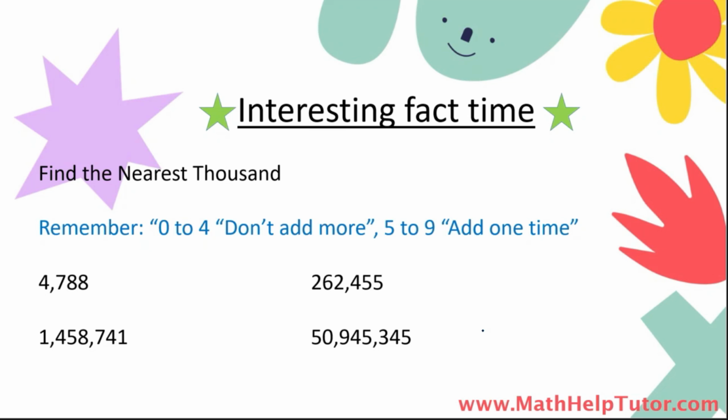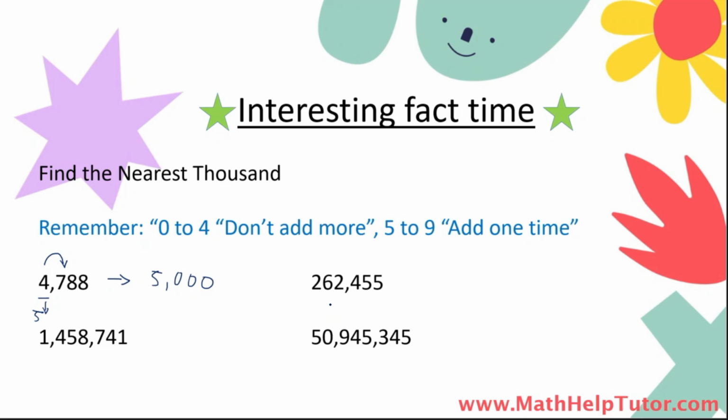Let's consider our first number, 4,788. So we're looking for the nearest thousand. That means this digit in the thousands place. So what we do is we look at the digit to its right, which is 7. And then we look at this rhyme. 0 to 4, don't add more. 5 to 9, add one time. So since 7 is between 5 to 9, what we do is we add one time to the place that we are rounding. So 4 becomes 5. So now we know that the nearest thousand to our number is 5, and then we convert the rest of the places into 0. So that's our answer, 5,000.